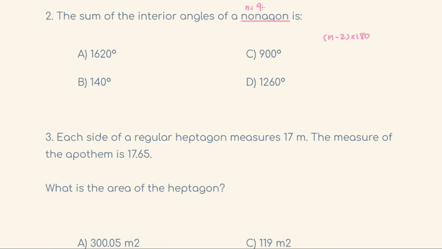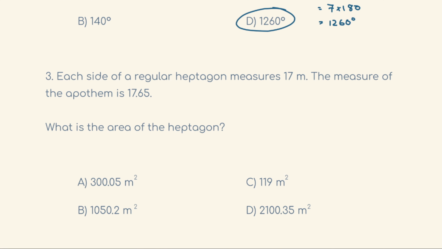So in this case, like I said before, n is 9, so we're going to have 9 minus 2 times 180, and that's going to come out to 7 times 180, and that equals 1,260 degrees, which is D. All right, moving right along to question 3.